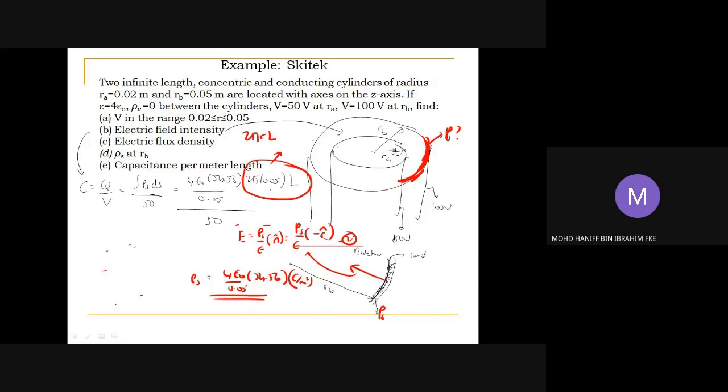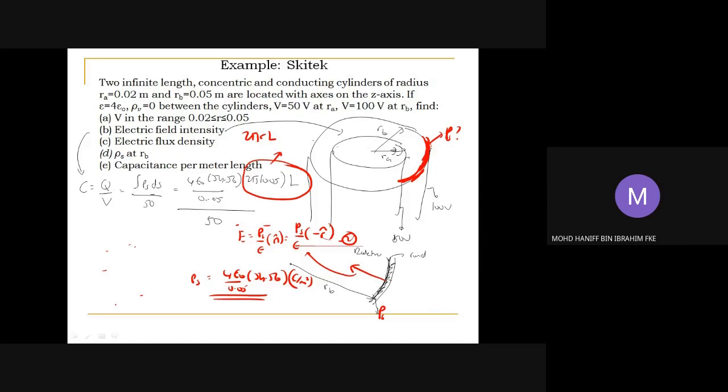Why 0.05 and not 0.02? Because remember, the rho s that you have calculated from part D just now is the rho s at RB, or rho s at 0.05. So you have to be very careful on that selection of R, okay?